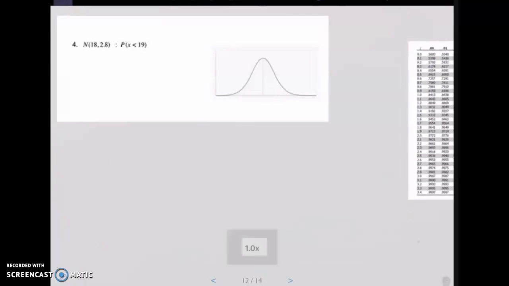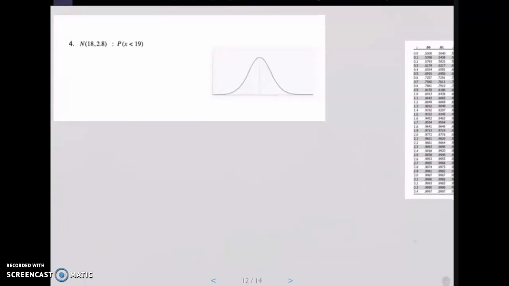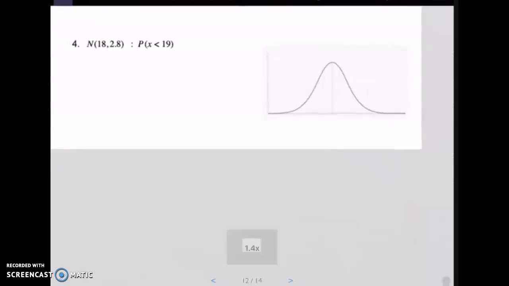So this one's a little different. So if you look here, this n means that we're dealing with a normal curve. And then we have the mean is 18, so we're going to write 18 in, and then the standard deviation is going to be 2.8. So the problem right now is that we're going to find the probability that x is below 19. So 19 is right about here.